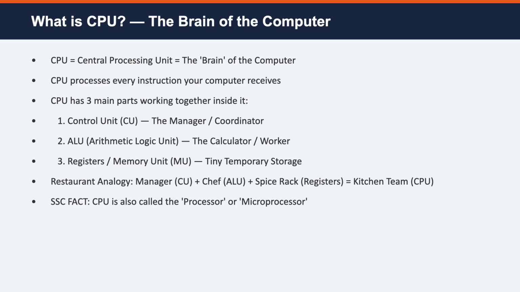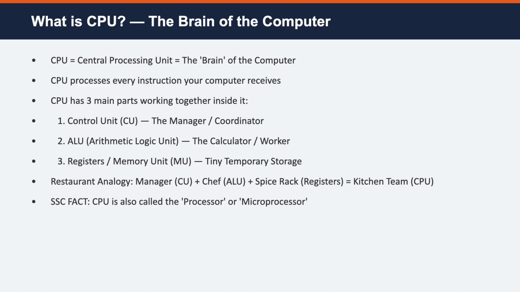Look at the screen. CPU has 3 parts. Let us go through them one more time. Number 1, control unit. Its job is to coordinate. It does not perform any calculations itself. It simply says, first take these instructions, then do this, then do that. It is the manager, pure and simple.